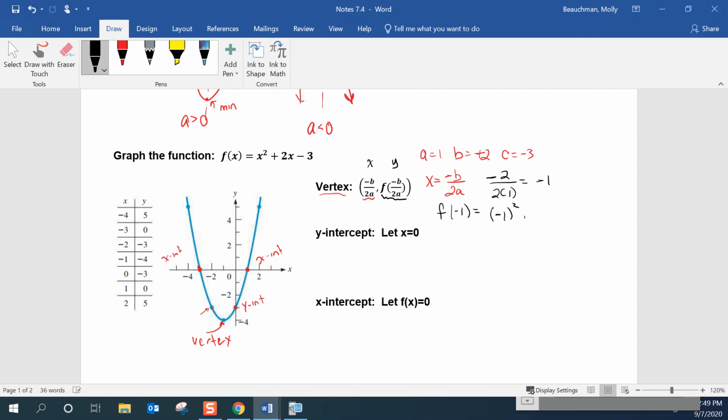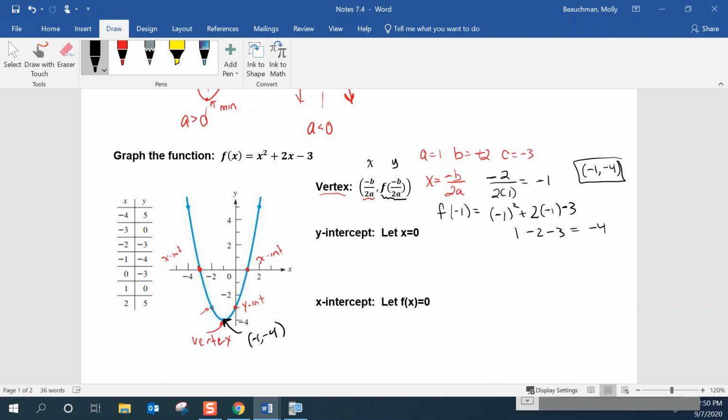So I get negative 1 squared plus 2 times negative 1 minus 3. That gives me 1 minus 2 minus 3, which equals negative 4. So the coordinates of my vertex are at negative 1, negative 4. And if you take a look at the graph, the coordinates of my vertex are negative 1, negative 4.